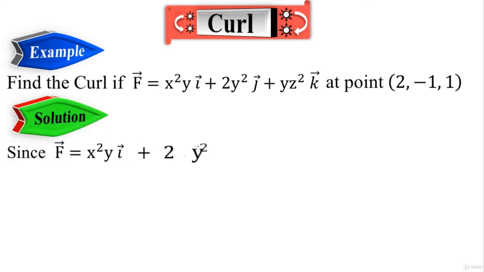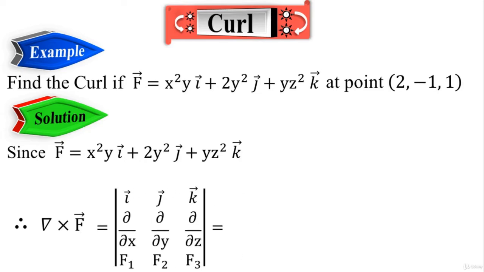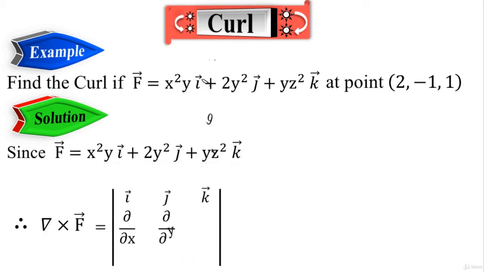Solution. Since the vector f has been given, which is x squared y i plus 2y squared j plus y z squared k, the curl equals the cross product of del and f, which equals the determinant of i, j, k; partial over partial x, partial over partial y, partial over partial z; f sub 1, f sub 2, and f sub 3. This is my f sub 1, this is f sub 2, and this is f sub 3. Just substitute these values for f sub 1, f sub 2, and f sub 3 here, to have x squared y, 2y squared, y z squared.